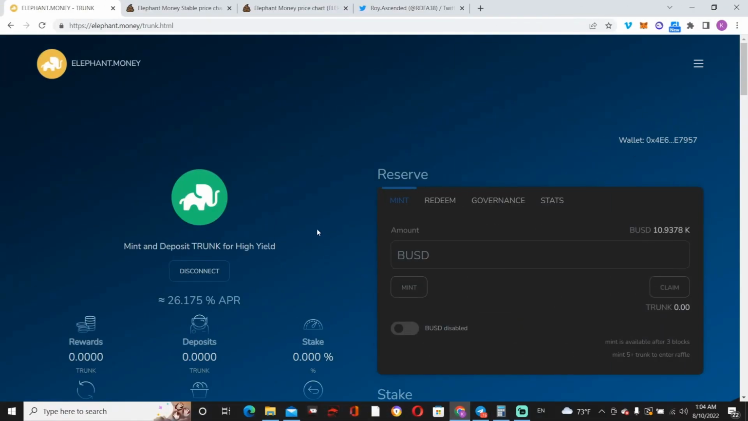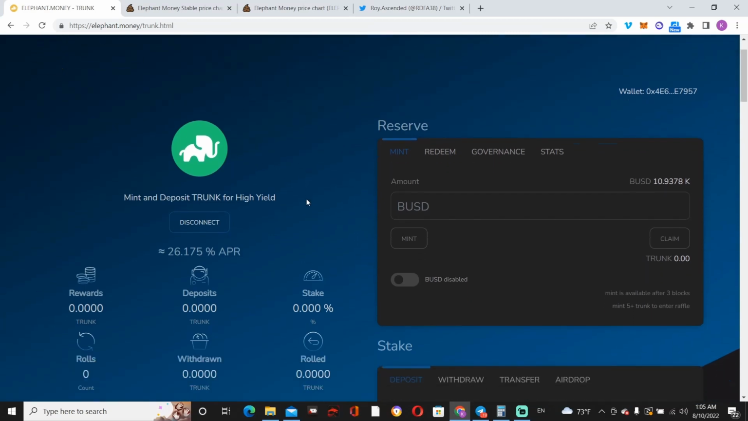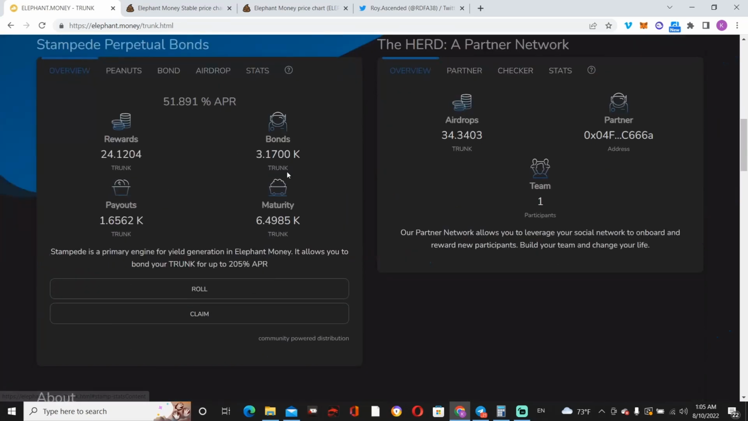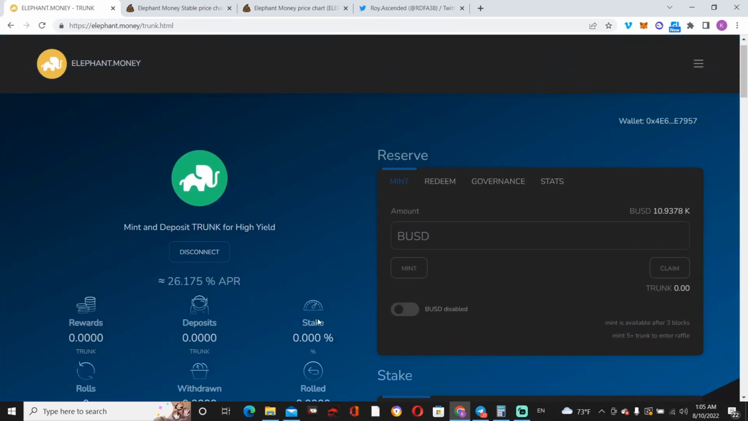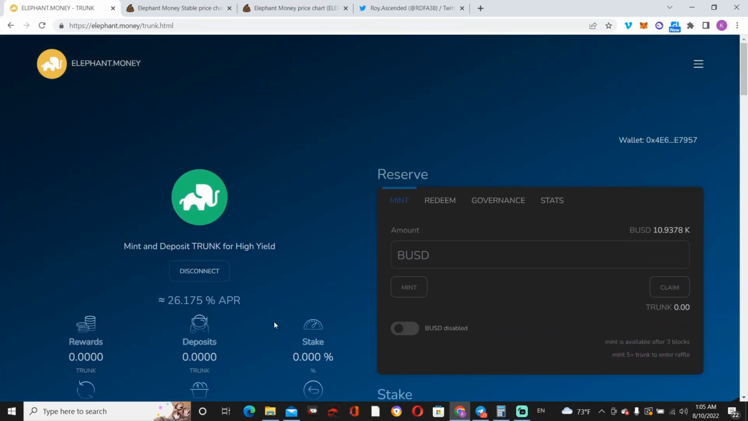Okay, so I am here in my beautiful Stampede dashboard. I have my wallet connected. One thing I failed to mention last time is that right now both APRs, for the Trunk staking and the bonding in the Stampede, are dynamic, meaning they could eventually go back to the levels they were at, 100% in Stampede and I think up to 80% here, if I'm not mistaken, when Trunk gets back to peg. So the further we drift away, the lower the APR.